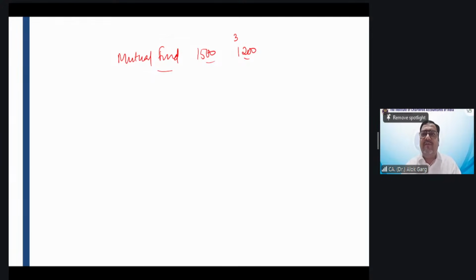Now, at the end of 31st March 25, the value of this investment is 1200 crores. Why? Because the market value has gone up. The same investment, the company has not made any purchase or sale during 31st March 2026. The company has not made any purchase or sale, but the market value has gone up to 1500 crores. Now, when you look at the balance sheet, what is the first perception you have?